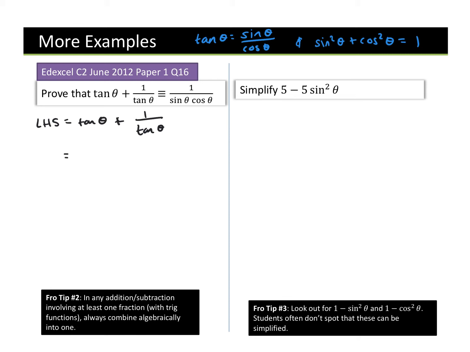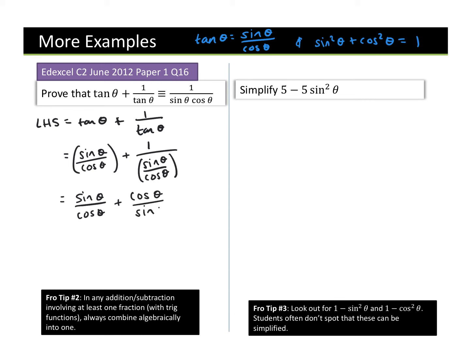Now, tan theta is sine theta over cos theta. 1 over tan theta is 1 over sine theta over cos theta, which is in fact, so I'm going to get sine theta over cos theta plus cos theta over sine theta, because we know that 1 over sine over cos is cos over sine. Okay?